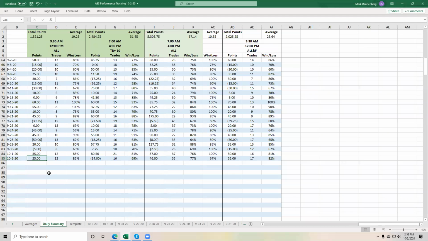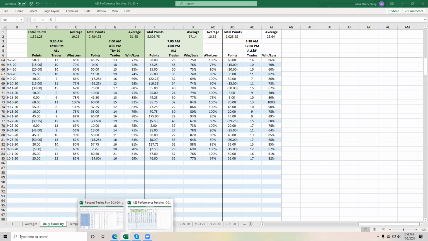So off of our summary, yesterday we had 80.5 points. Remember, that's at $20 a point. And today we lost 14 points. Today we did 16 trades. Yesterday we did 21 trades.